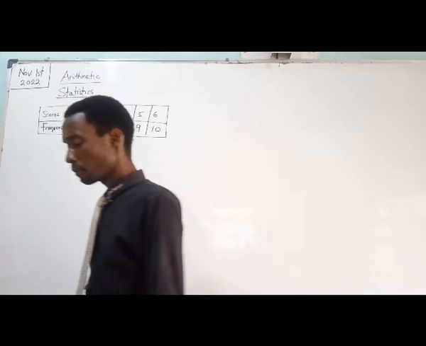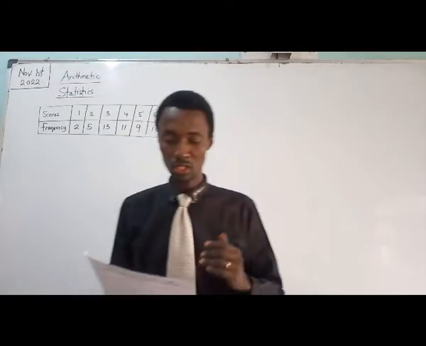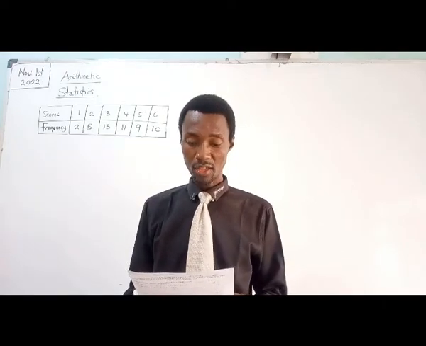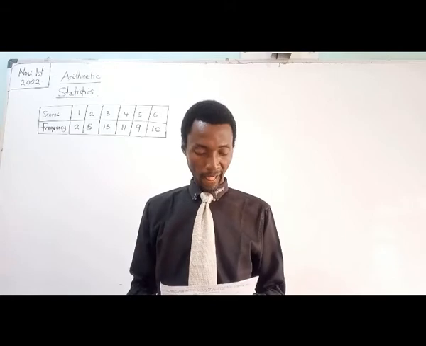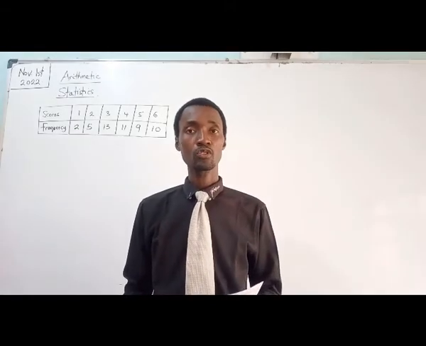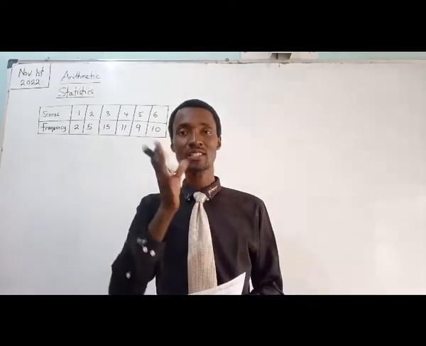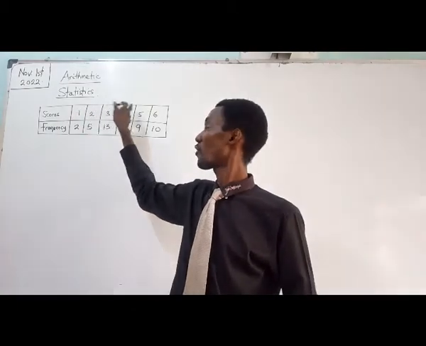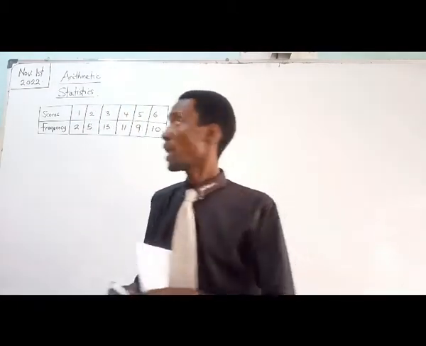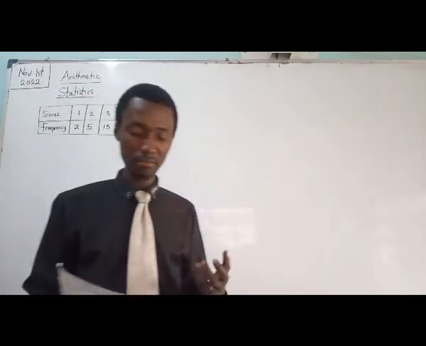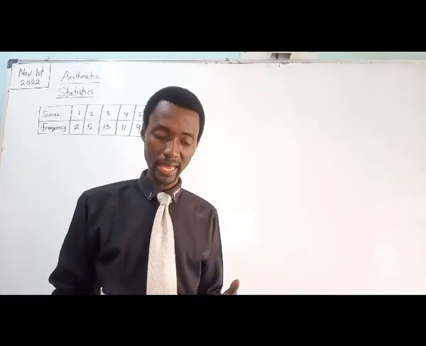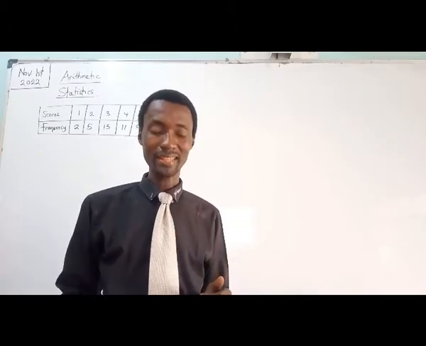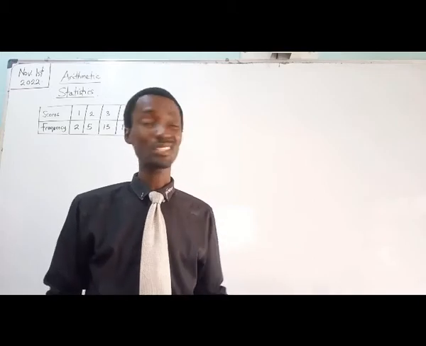10. Alright, so the question says that the table shows the distribution of the outcome when a die is thrown 50 times. And for a die thrown 50 times, a die has 6 faces, each scored 1, another 2, 3, 4, 5, 6, as the case may be. Now, what are we told to look for? We're told to look for the mean, the mode, the median, the range, the mean deviation, the variance, and the standard deviation. And this is a very easy question.